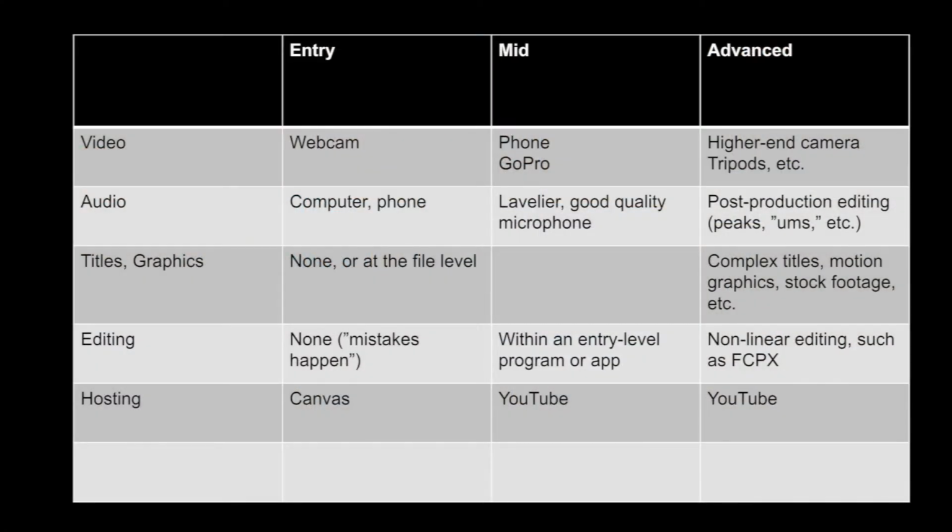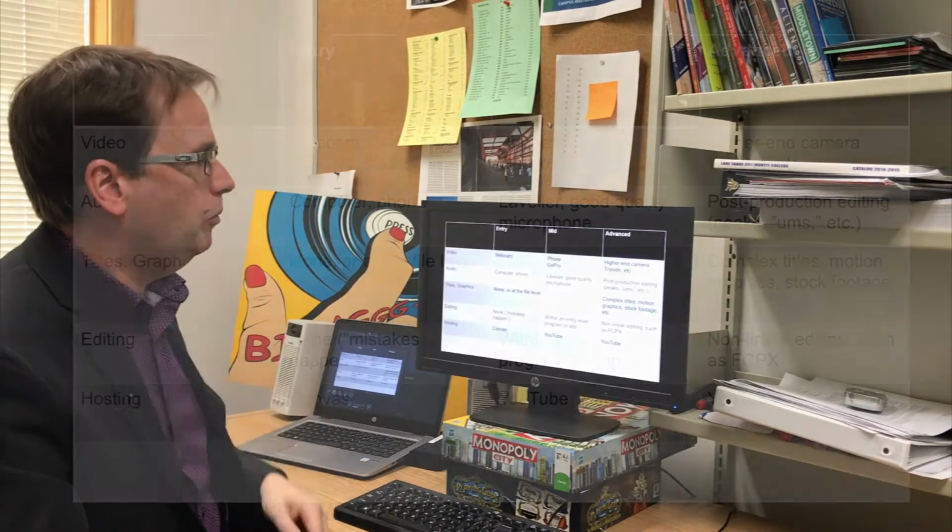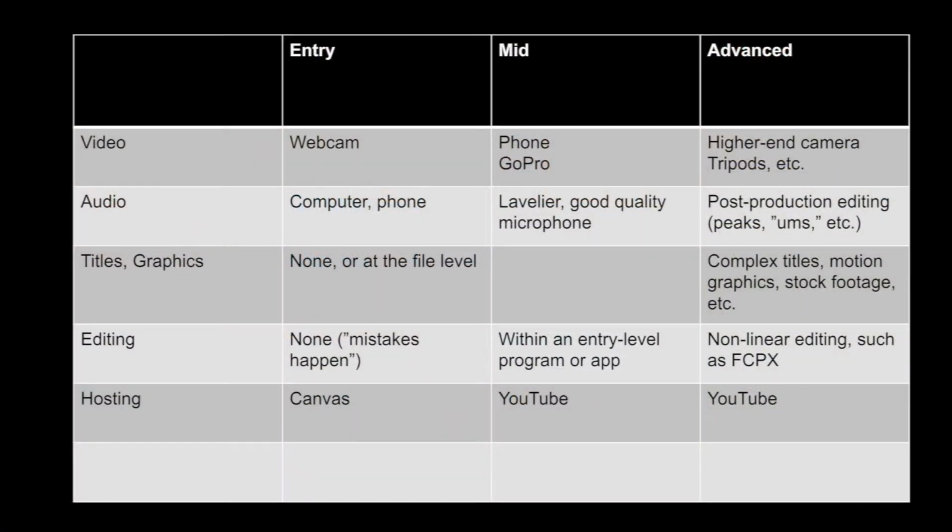So to go through video, entry-level video is using your webcam. Mid-level is maybe using a phone or a GoPro. Advanced would be higher level cameras, tripods, exchangeable lenses, and so forth. With audio, entry level is computer and phone based. Mid-level, I would say, is focusing a little more on good quality audio, such as a lavalier microphone. And then advanced audio is post-production editing.